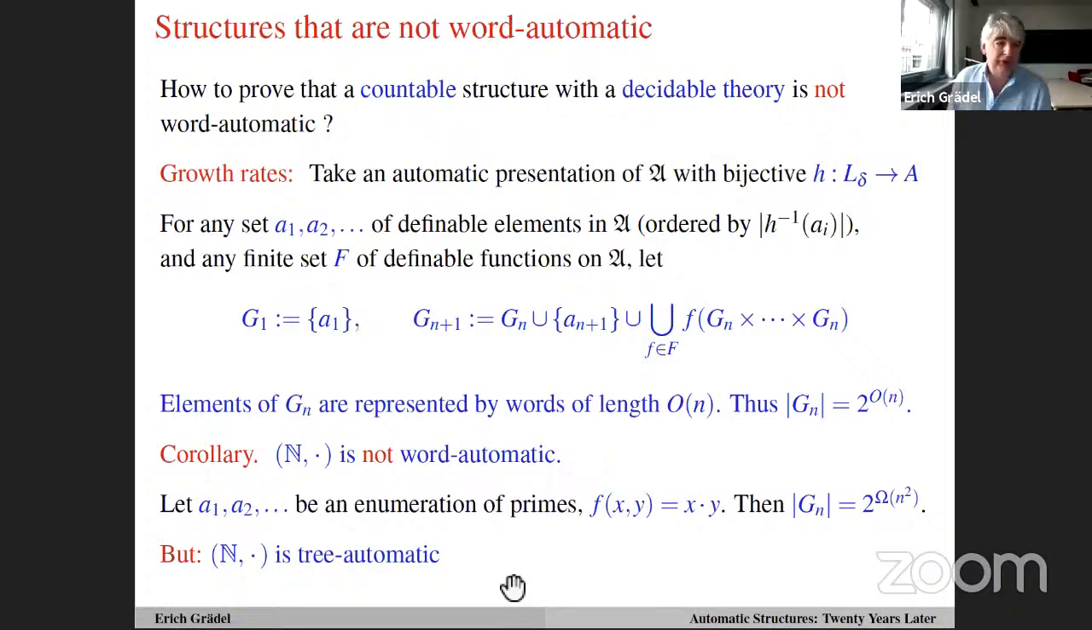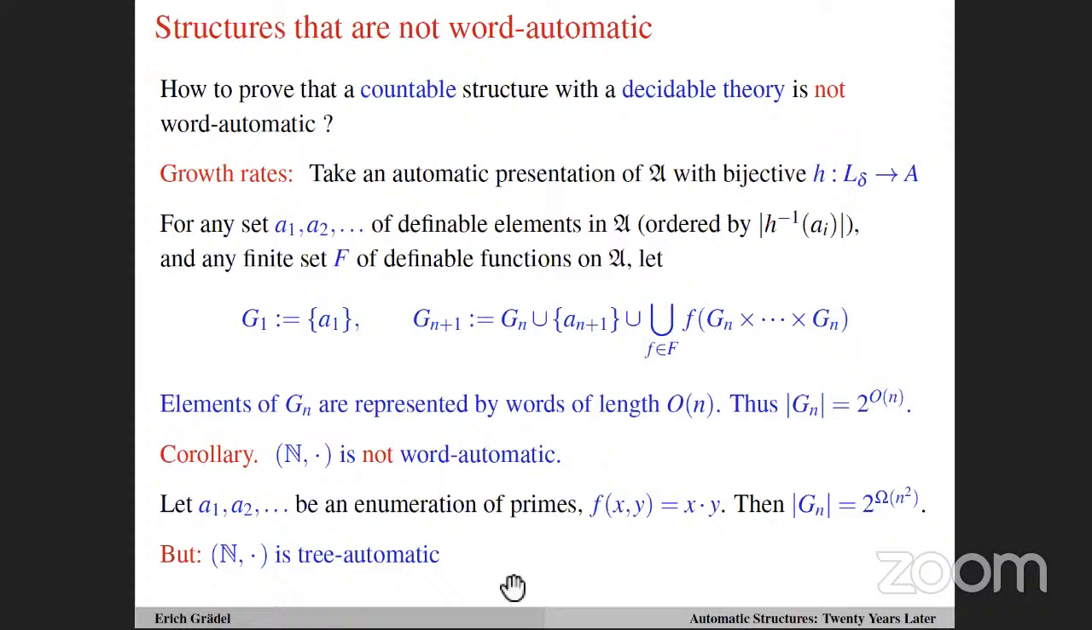Now it can be shown by simple automata theoretic results that all elements of the nth generation are represented by words that are linear in n. So the size of the nth generation is 2 to a linear function in n. And it is an immediate consequence that, for instance, the multiplicative theory of the natural numbers is not word automatic, because when we take an enumeration of primes and we take just multiplication as a basic function, then these generations grow too fast. On the other side, it is not too difficult to see that the multiplicative theory of the natural numbers is tree-automatic. So this result also shows that the notion of tree-automaticity is more powerful than word automaticity.